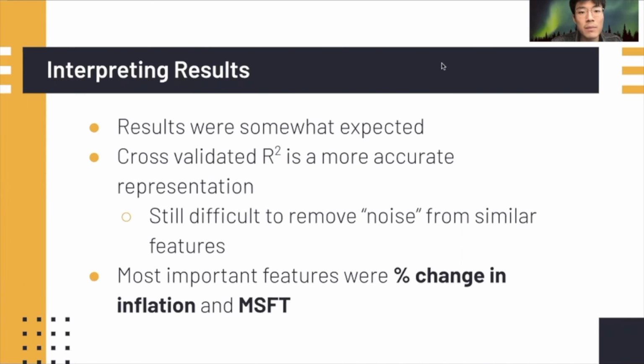The result seems somewhat expected. It's not too high or too low, and the cross-validated R-squared is more accurate in representing it. However, it's still difficult to remove noise from similar features. The most important features were percentage change in inflation and the Microsoft price.